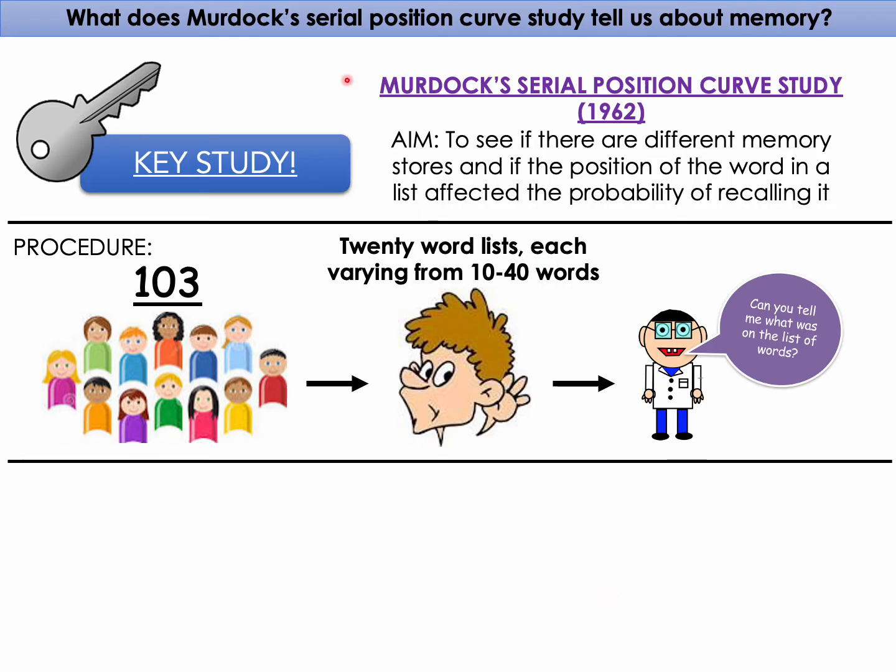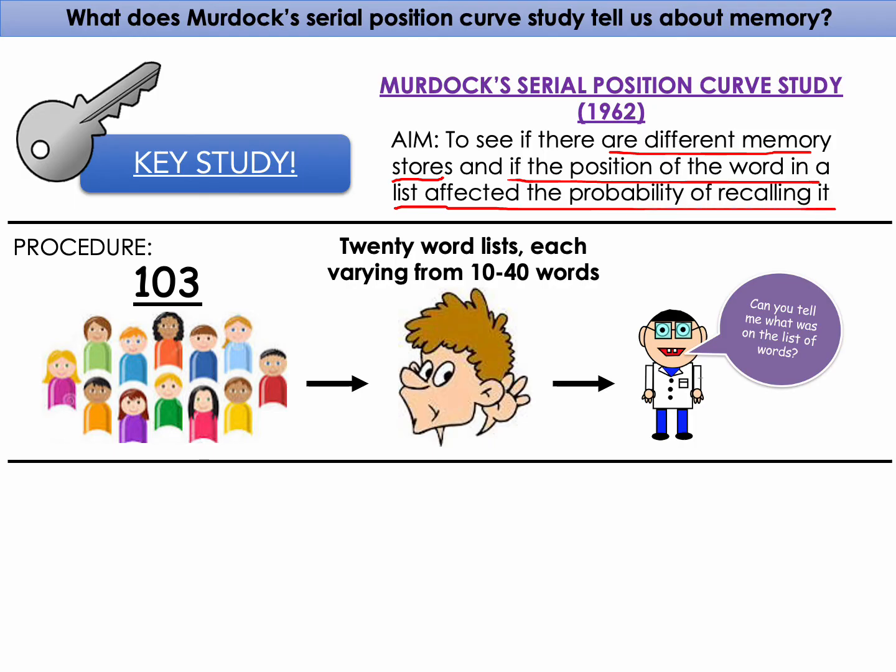Okay, so getting stuck into Murdock's study then. In 1962, Murdock carried out the serial position curve study. Murdock's aim was to see if there actually are different memory stores. So linking that to your knowledge of the multi-store model, is there actually a short-term memory and a long-term memory, for example? But he also wanted to see if the position of a word in a list affected the probability of recalling it.